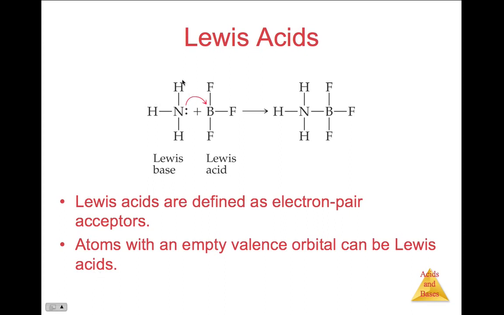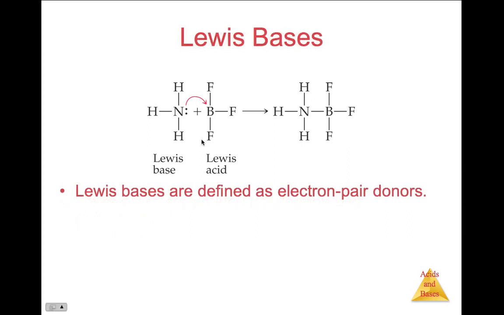Notice here we have NH3, which we classified before as a base, can donate electrons to BF3, which has an empty valence orbital. And since it can accept electrons, BF3 right here is considered a Lewis acid. Notice it couldn't be a Bronsted-Lowry acid because it doesn't have a hydrogen ion in it to give away. But in this broader definition of acids called Lewis acids, it can be an electron acceptor, and therefore BF3 can be defined as an acid. NH3, of course, can still be defined as a base.